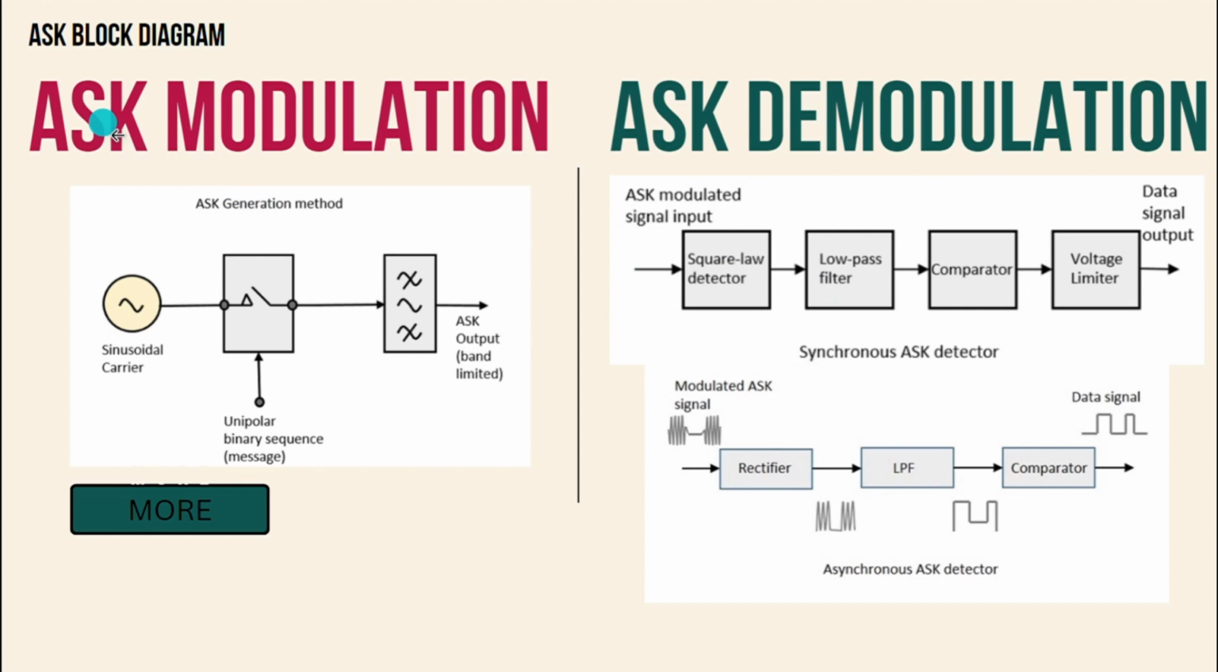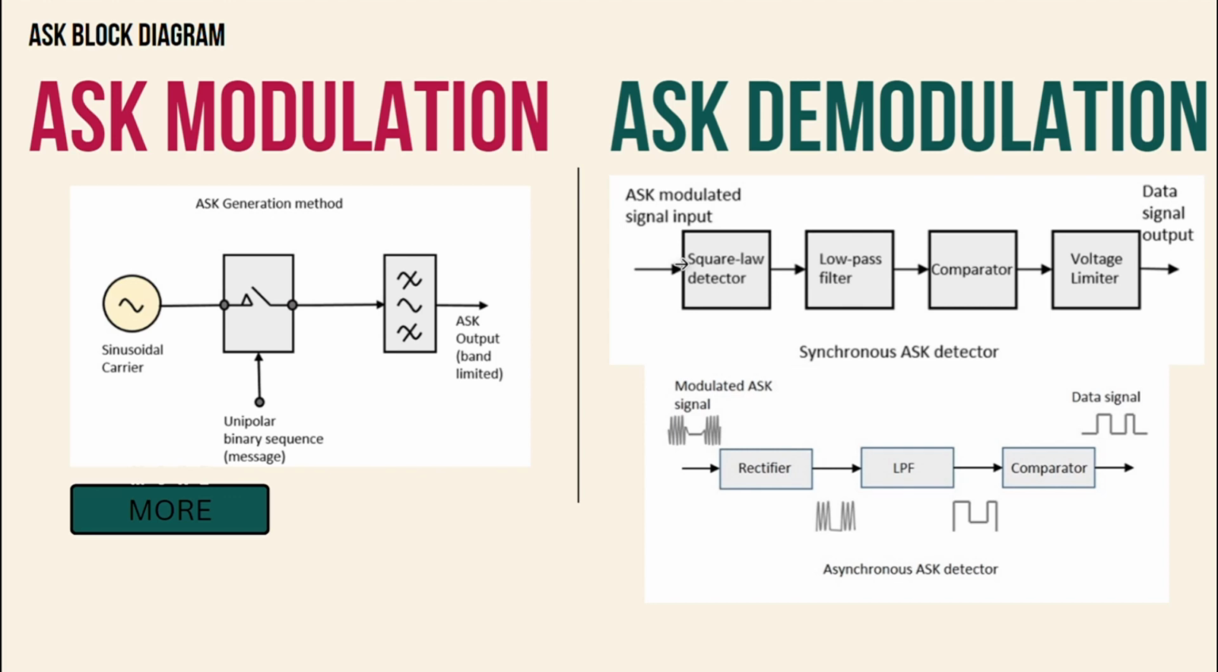The ASK modulator block diagram comprises the carrier signal generator, the binary sequence from the message signal, and the band-limited filter. There are two types of ASK demodulation process. There are synchronous and asynchronous demodulation. The clock frequency at the transmitter matched with the clock frequency at the receiver is known as the synchronous method, as the frequency gets synchronized. Otherwise, it is known as asynchronous.